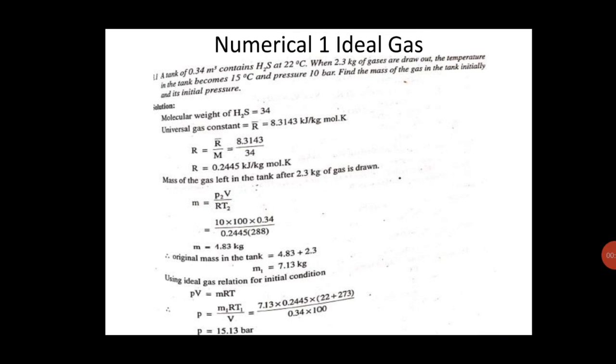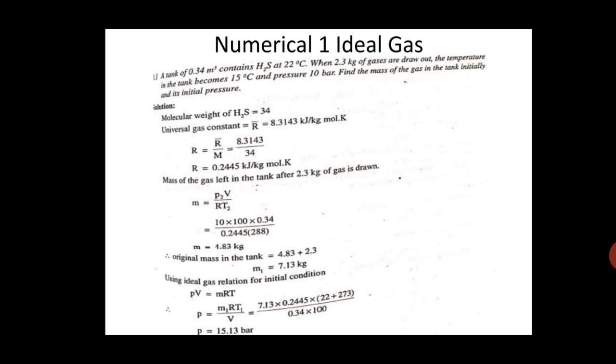Students, now we shall look at some few numericals on ideal gas. So this is numerical 1. A tank of 0.34 meter cube contains H2S, hydrogen sulfide, at 22 degrees centigrade. When 2.3 kg of gas is drawn out, the temperature in the tank becomes 15 degrees centigrade and pressure is 10 bar. Find the mass of the gas in the tank initially and its initial pressure.